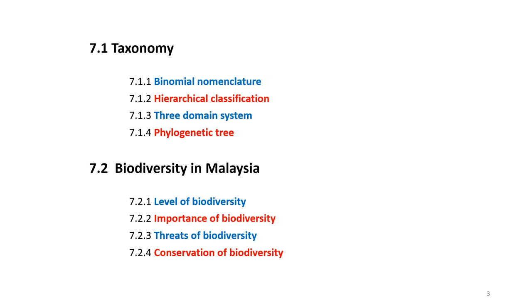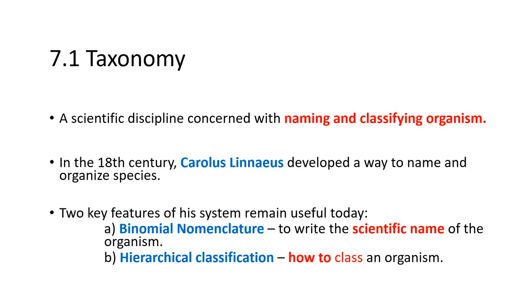These are the subtopics of Chapter 7, which are 7.1 taxonomy and 7.2 biodiversity. In this video, we are going to look at only subtopic 7.1, which consists of binomial nomenclature, hierarchical classification, the three domain system, and also the phylogenetic tree. Subtopic 7.1, taxonomy. It is a scientific discipline concerned with the naming and classifying of organisms.